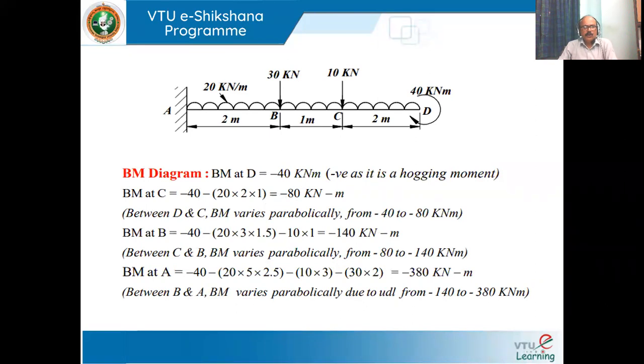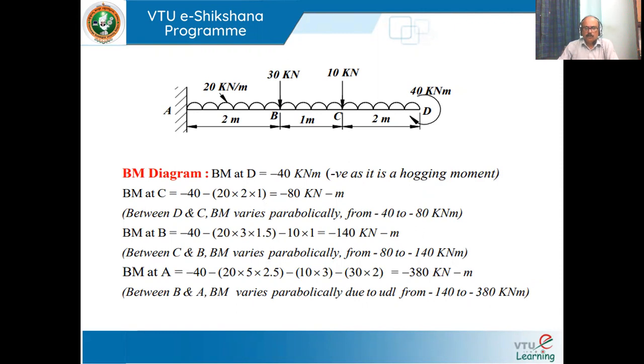UDL of 20 kilonewton. Okay, so that already we have taken, 20 into 5 into 2.5 we have taken, 10 into 3 we have taken point load, couple minus 40 we have taken, then point load also causes moment, that is minus 30 into 2. So total, if we take, it is minus 380 kilonewton meter.